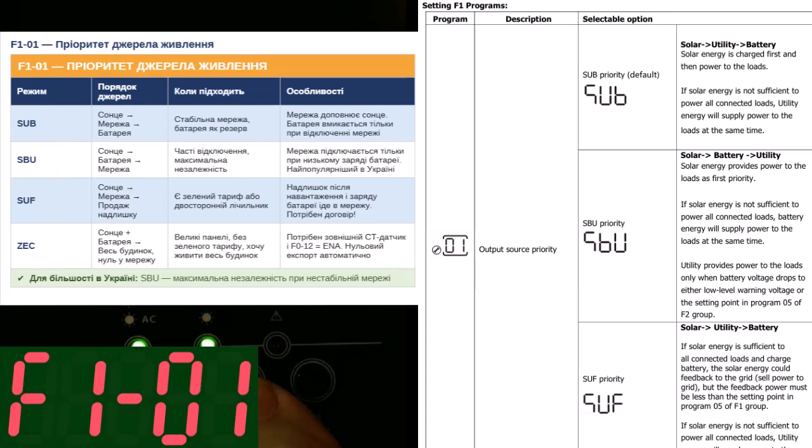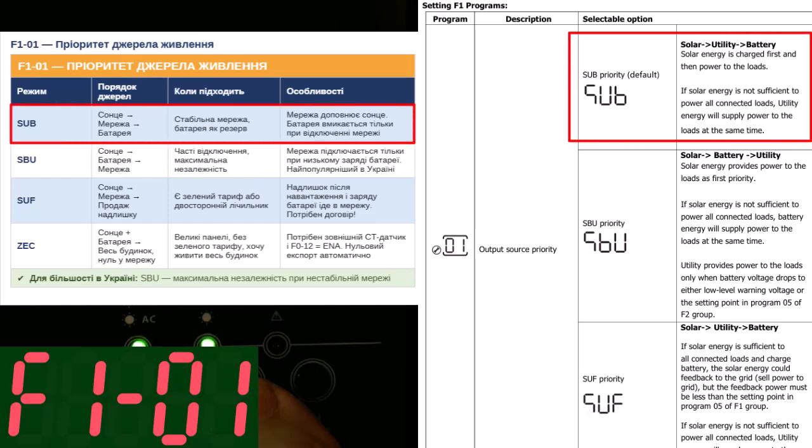Mode 1, SUB. Solar, Utility, Battery. SUB is the default mode. Picture this scenario. It's daytime, your solar panels are generating, say, 3 kilowatts. Your house is consuming 2 kilowatts. The remaining 1 kilowatt goes toward charging the battery. The grid isn't being used at all. The inverter simply ignores it as long as there's solar.